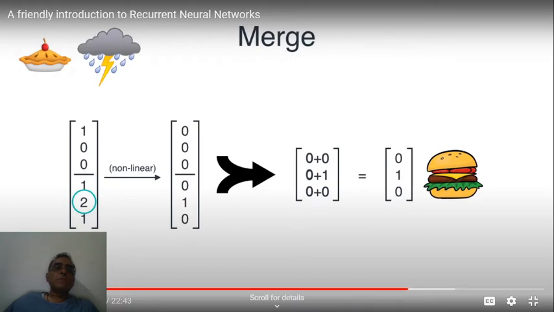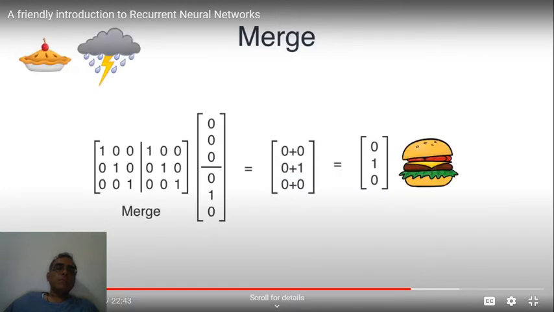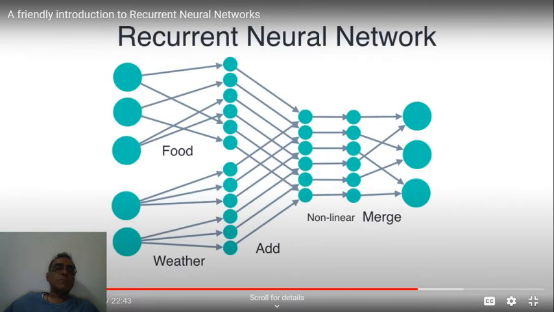If you like to see this arrow, this merge map, as a matrix, you can see that if I multiply this matrix by the concatenation of two vectors, I get the sum of them. And again, if you like to see neural networks not as matrices and maps, but as edges and nodes, this is how it goes. So we've got a food section, a weather section, an add section, a nonlinear section, and a merge section. And it goes as follows.